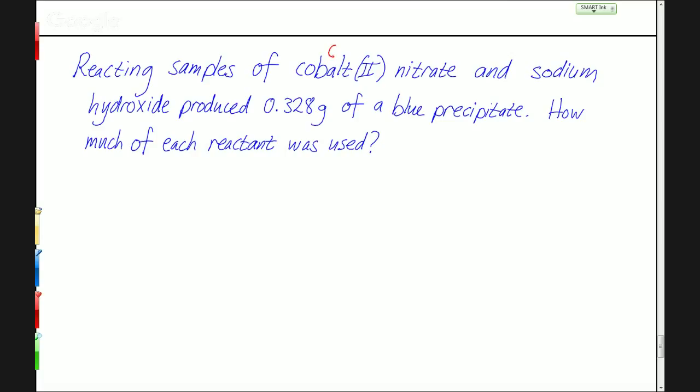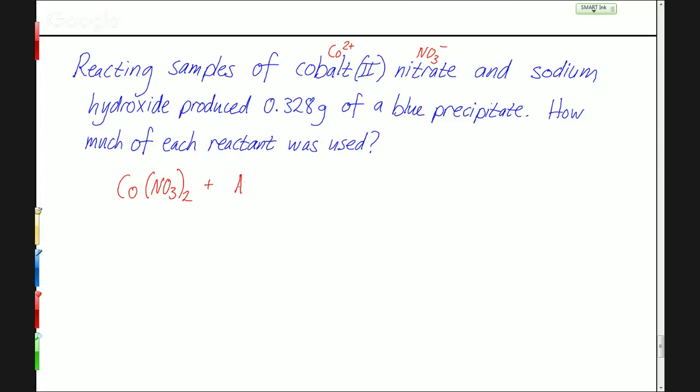So for cobalt(II) nitrate, cobalt(II) tells us that it's Co2+. And what's the formula for nitrate? And what's the charge? Yeah, 1 minus. Make sure you know those polyatomic ions. So if we're building a compound of that, we need 1 of the cobalts and 2 of the nitrates so that they cancel out to make 0. So that's Co(NO3)2.